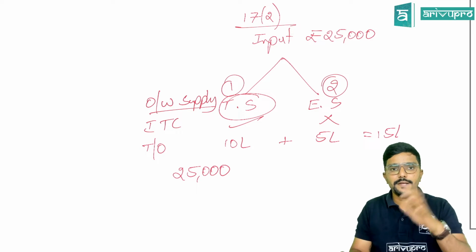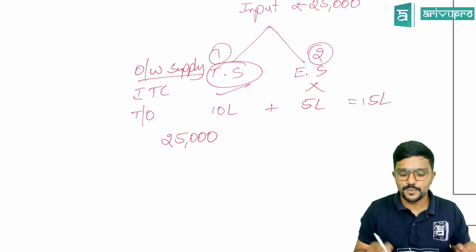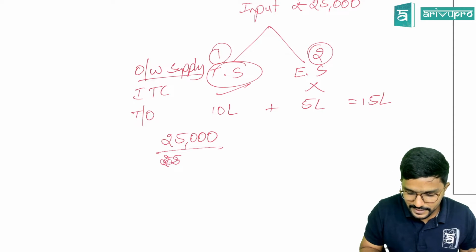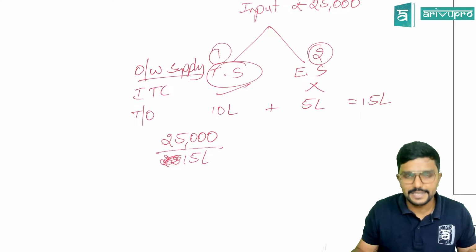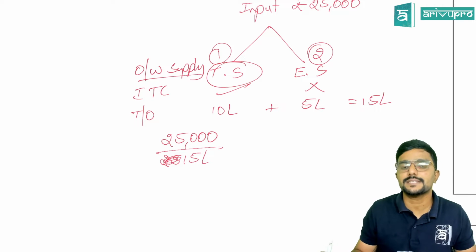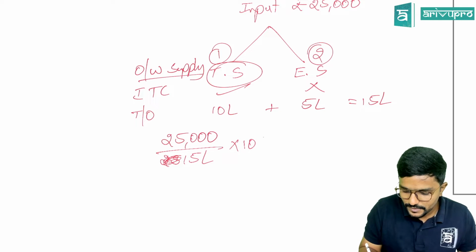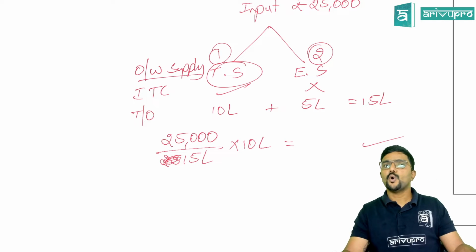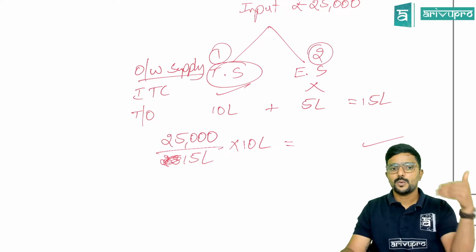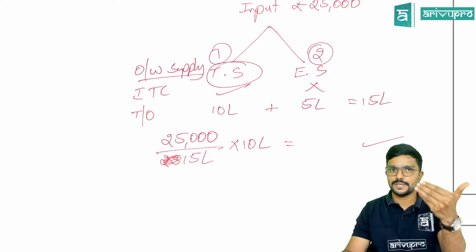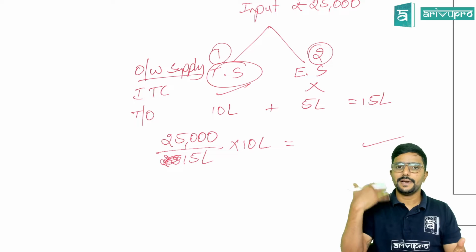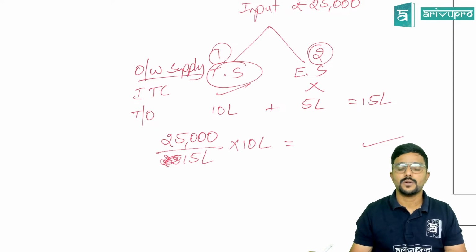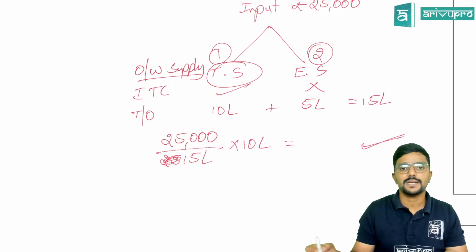So 25,000 is for producing both the products. So 25,000 divided by 15 lakhs, into what is your taxable turnover? 10 lakh. So whatever you get, that credit you can claim. Hope you guys got it. Simple, guys. 25,000 is the total input tax paid, divided by total turnover, into taxable turnover. This is the credit which you can claim.